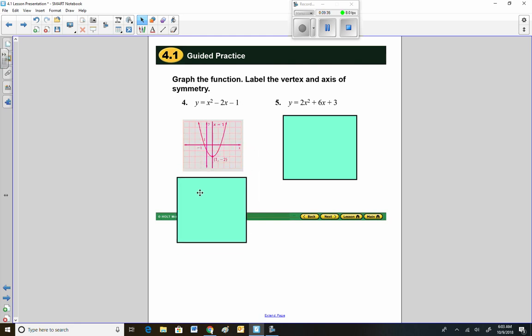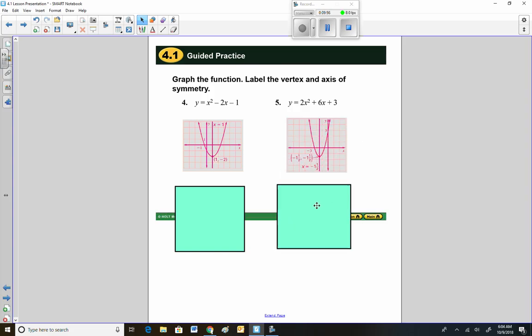Welcome back. Let's see how you did. Could you create this beautiful parabola here? You have 1, -2 as your vertex, and then it crosses the y-axis at -1, and then you create points to the right and to the left. Try number 5. Pause your video, give it a try.